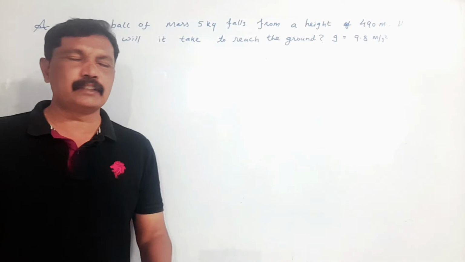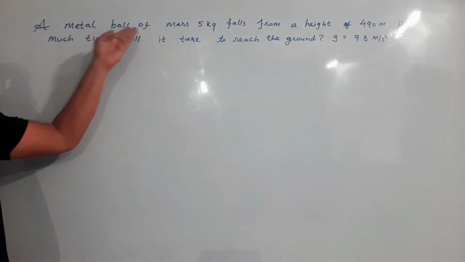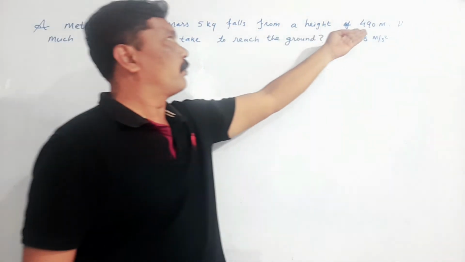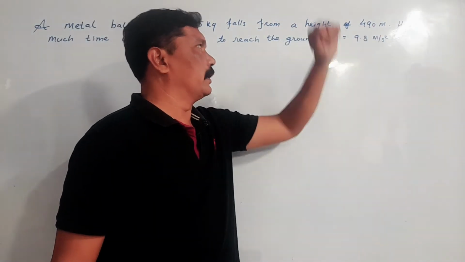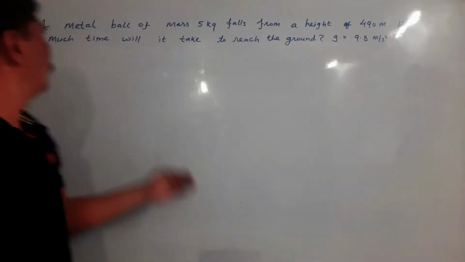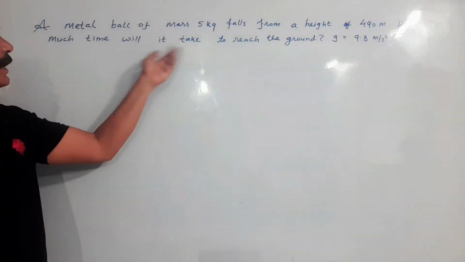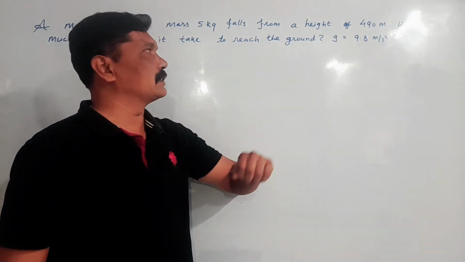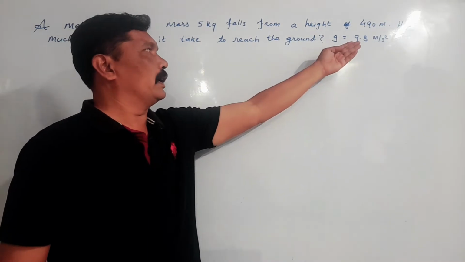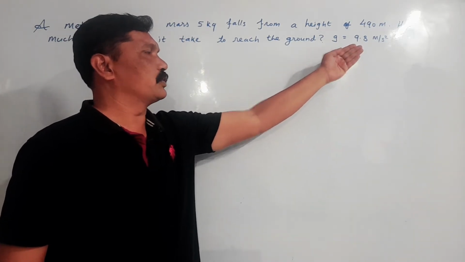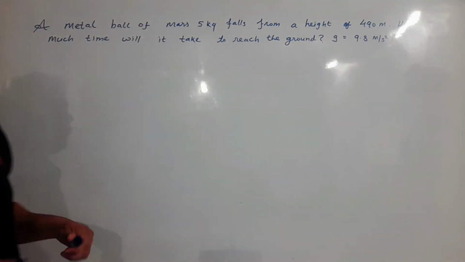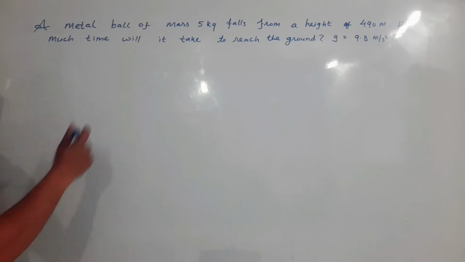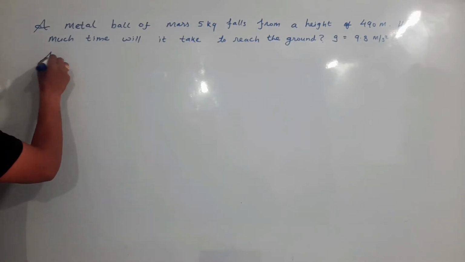Let's study the next problem. A metal ball of mass 5 kg falls from a height of 490 meter. How much time will it take to reach the ground? Acceleration due to gravity is given, that is 9.8 meter per second square. So my dear student, here we will take the necessary information and try to solve the problem.